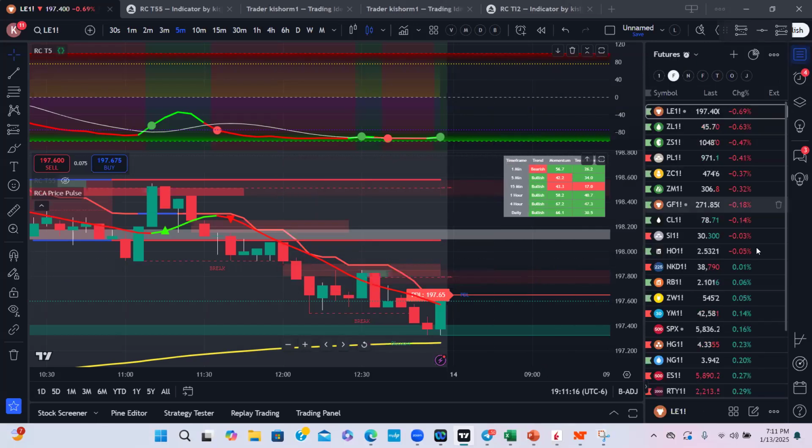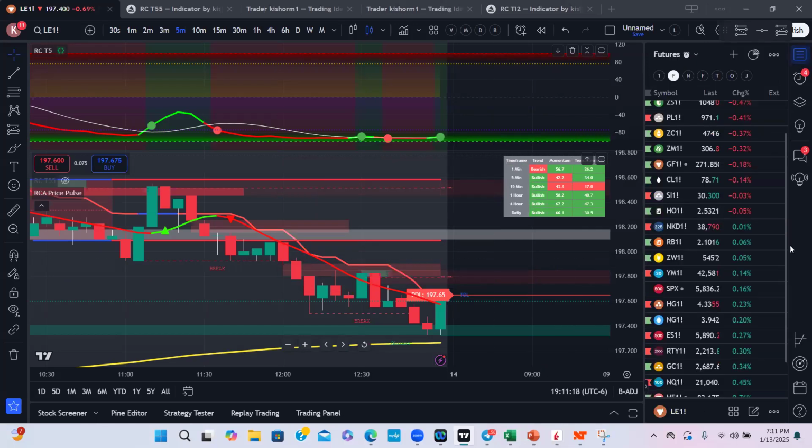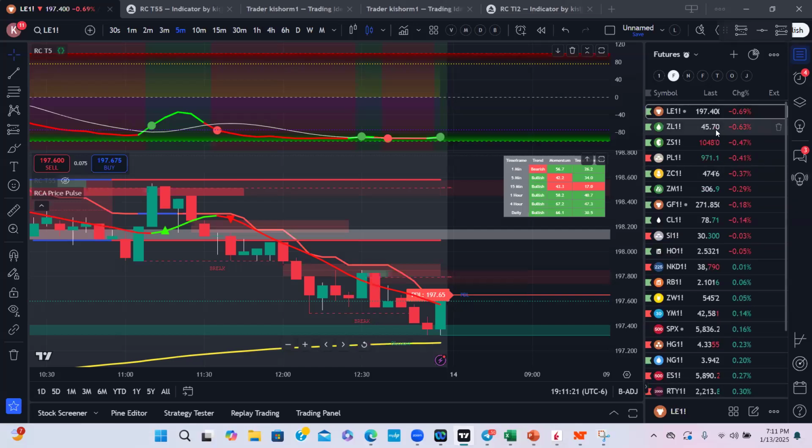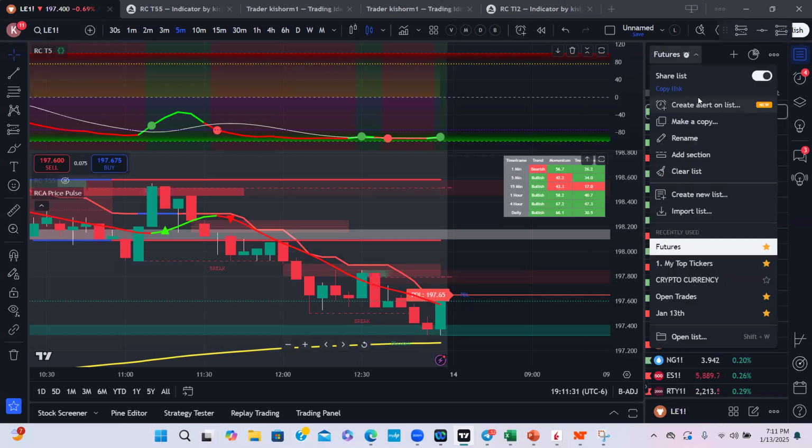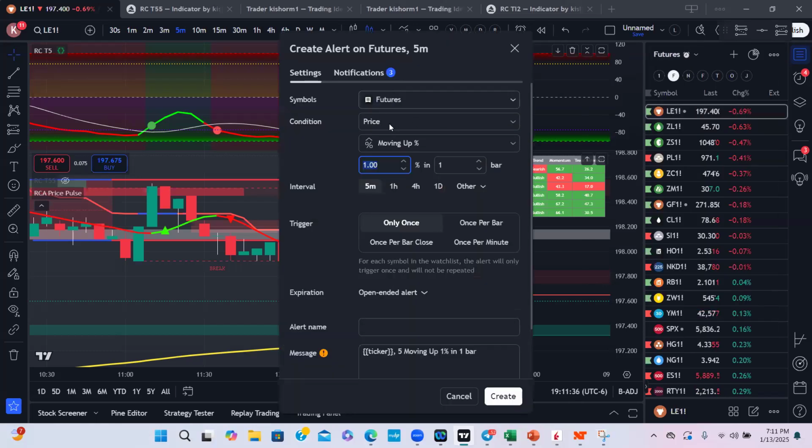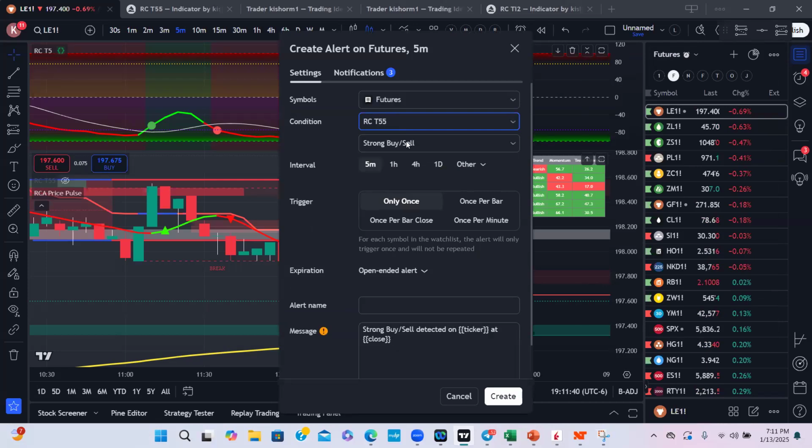So now, for example, I want to trade on the different prop firms, right? Prop firms is where you don't need to use your own money. You can take the trades. So earlier I had to go to each one and create an alert, but now TradingView created a new feature. I can just create an alert, and then I can go to 5 minutes, select T55, because that will help us to tell whether it is bearish in both price pulse and also T5.